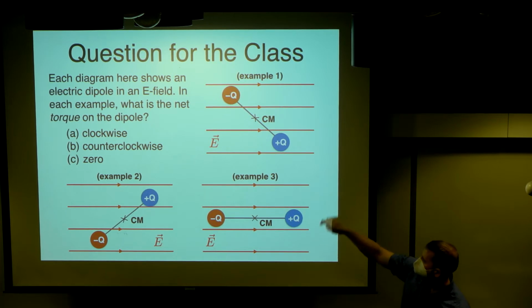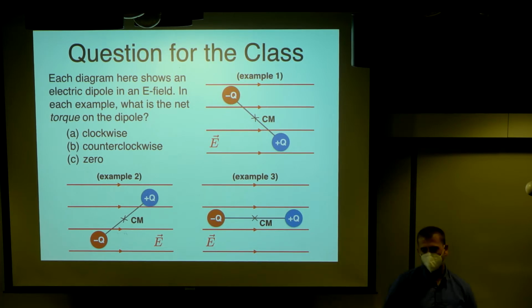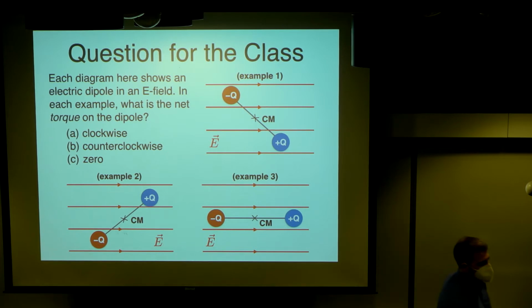So this one rotates counterclockwise. Which way does this one rotate? Take a minute. I'll give you like 30 seconds just to think on it, and then we'll vote, okay?